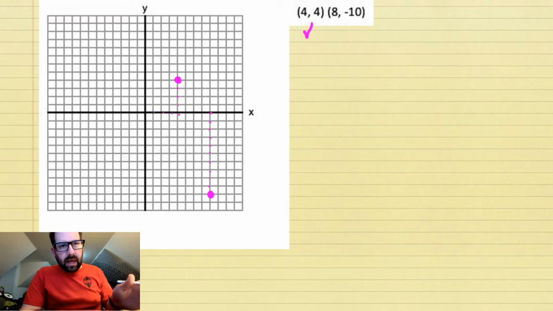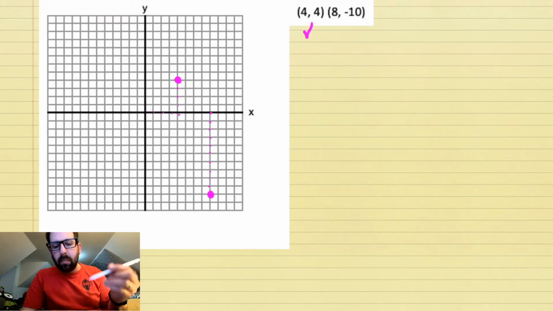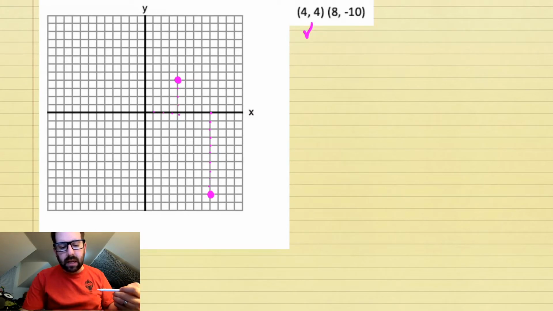Remember, the front number's right and left, the second number's up and down. So that's 4 over, 4 up, because it's positive and positive, so to the right and up. Then the (8, -10) is over to the right 8, because it's a positive 8, and then down 10, because it wasn't a positive 10, so I went down instead.